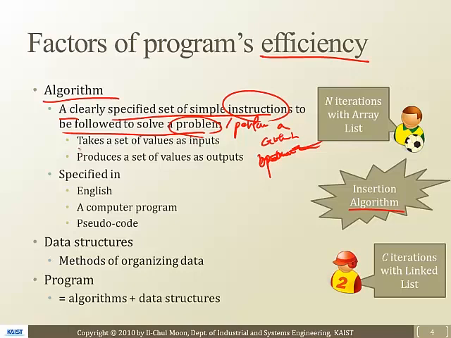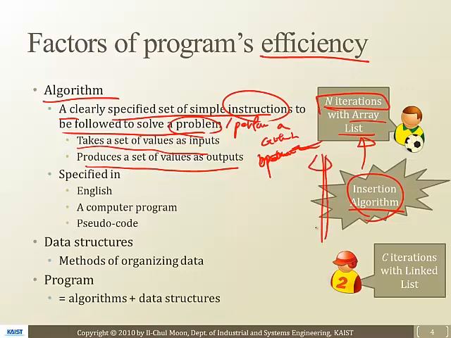Okay. Actually, what it does is take a set of values as an input and produce a set of values as an output. And the insertion algorithm, even though we are going to call it a simple insertion algorithm, differs by the data structure. If we use an array-based list, it will take n instructions, n iterations, and those instructions are really different from using the linked list. Okay. Different, right? These are data structures, and what makes things different is that the algorithms become different.